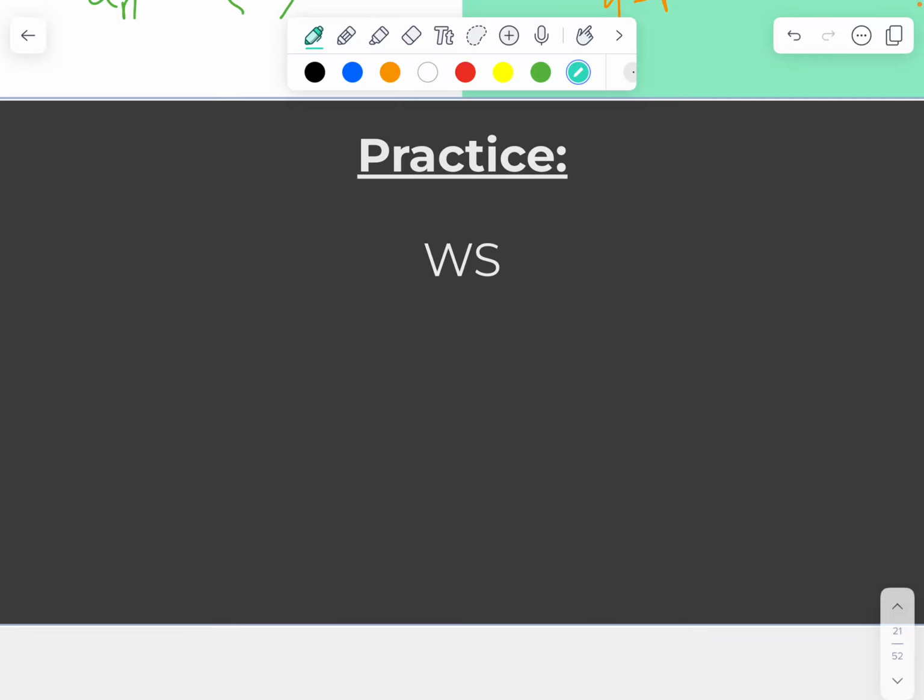All you have now with the rest of your time today is the next worksheet in your packet. It's just called geometric sequences. So it should be the 2nd page there in your packet.